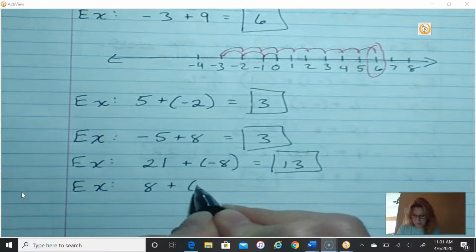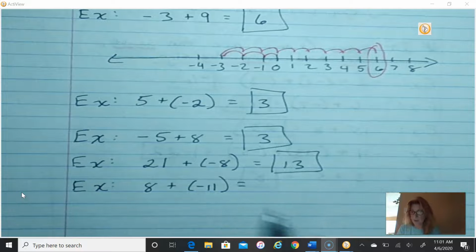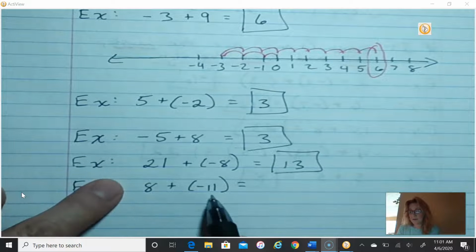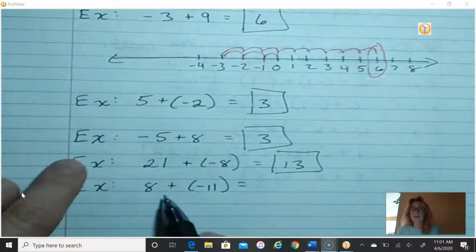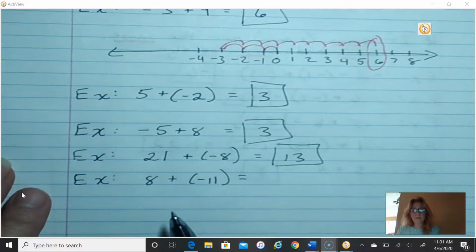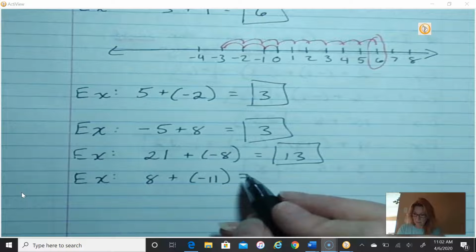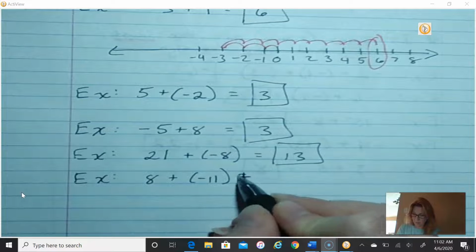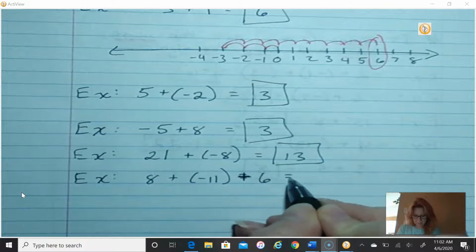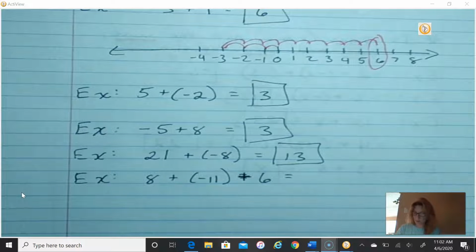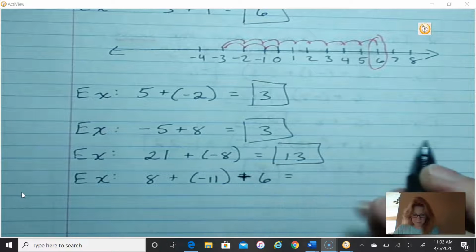8 plus negative 11, positive 8, negative 11. The signs are different, therefore we subtract. 11 minus 8, whoops, I wrote down the wrong problem. That's supposed to be plus 6. Okay, so that's a plus 6.